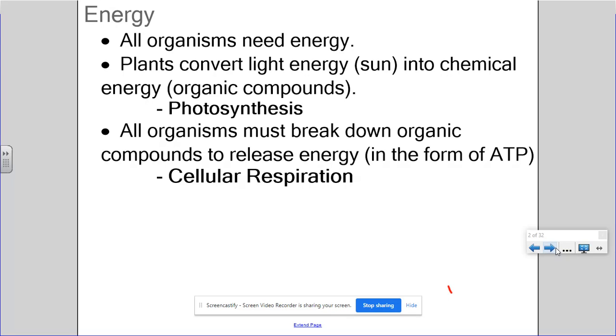Then all organisms, this includes bacteria, protists, plants, fungus, and animals, all use cellular respiration because we have to take the organic compounds, or the food that we eat or produce for a plant, and release the energy from that in order to drive our cellular processes.